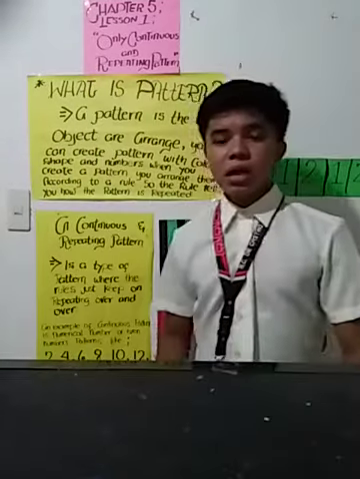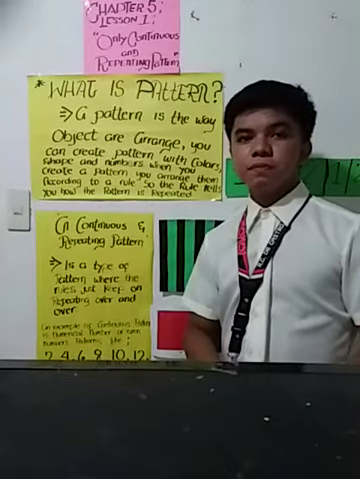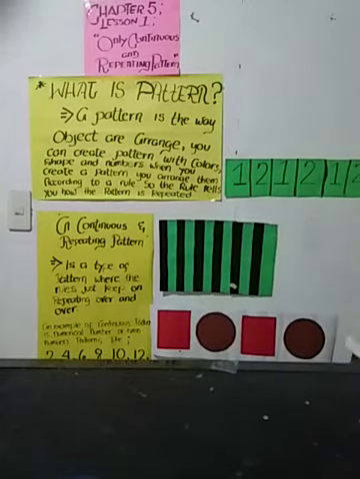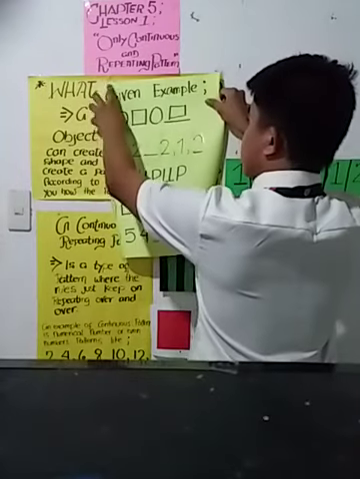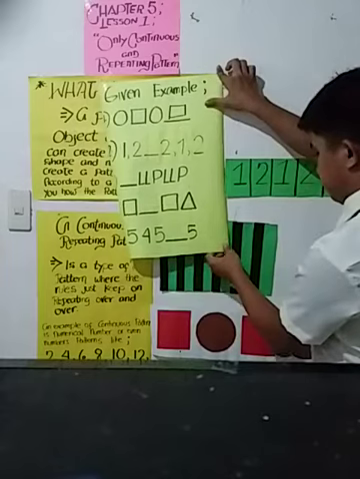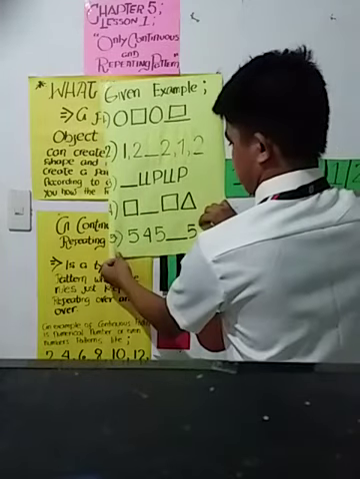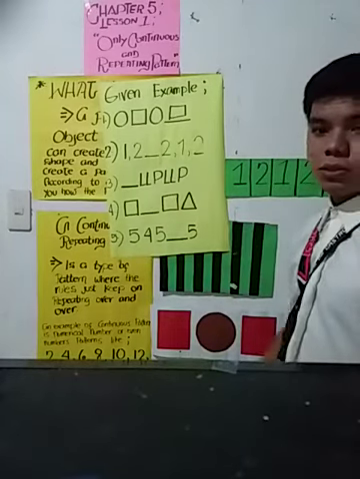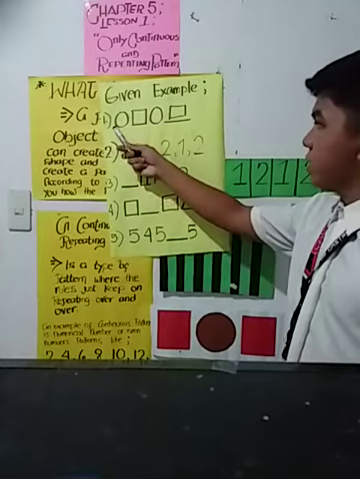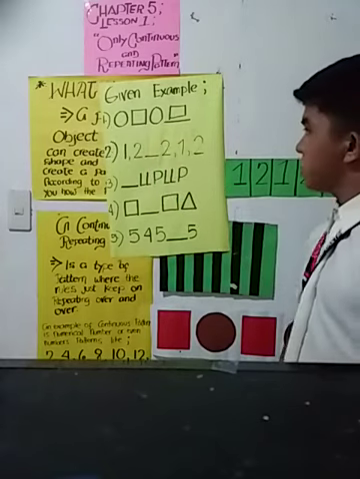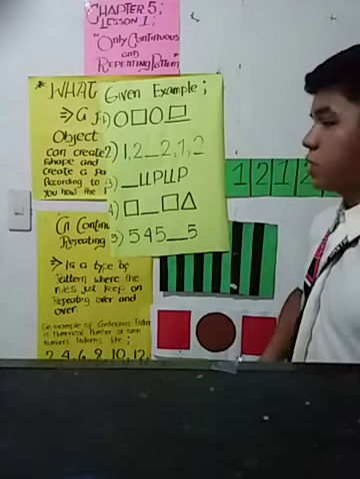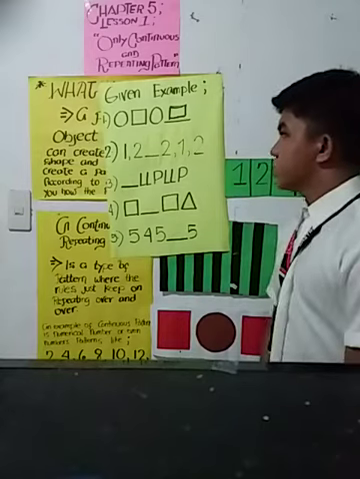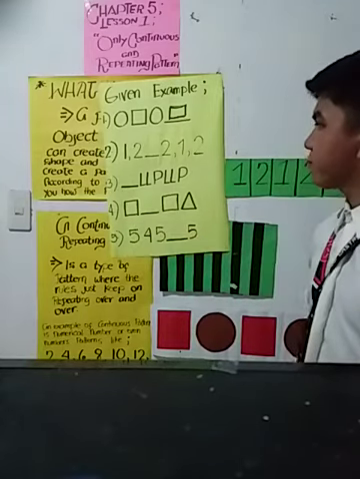So I will give some examples of these repeating patterns. Here are the given examples. Number 1 is circle, square, circle. The missing shape of this is the square. That's right.